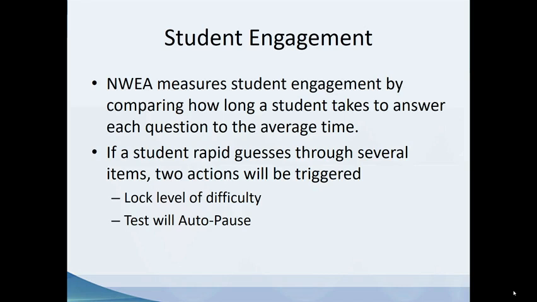When a student rapidly guesses through multiple items, two actions are triggered. The difficulty of each item will lock at the level the student is performing at, rather than becoming less and less difficult. When the student re-engages and begins applying effortful behavior, the test items will already be at the student's appropriate level. The test will automatically be paused. The student will get an alert that reminds them to slow down.